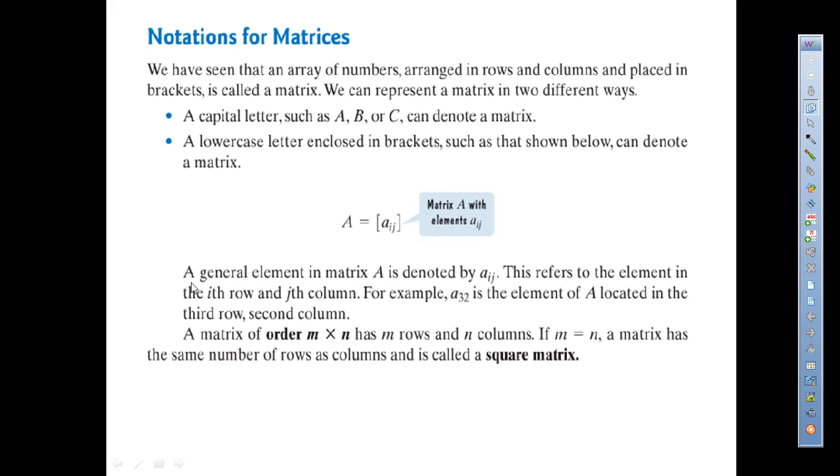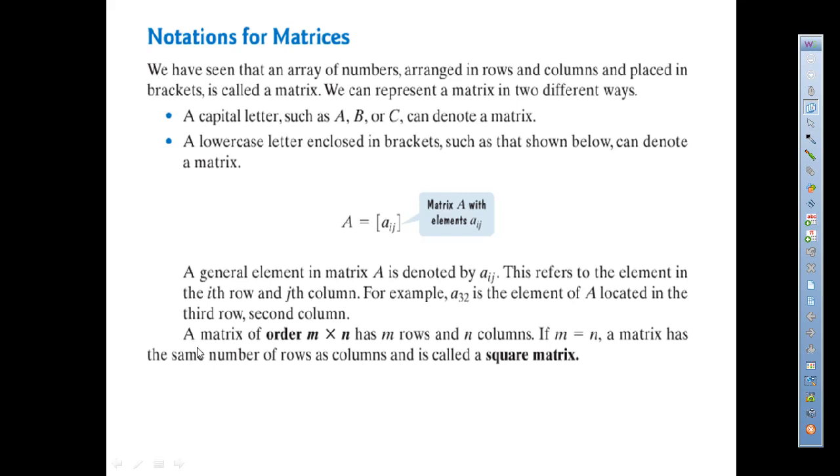Now, a general element in that matrix is denoted by a sub ij, where i and j are numbers. The number i represents the row that the element is in, and the j represents the column that it's in. So for example, if we had an element a sub 32, it is the element of matrix A that's located in the third row, second column.